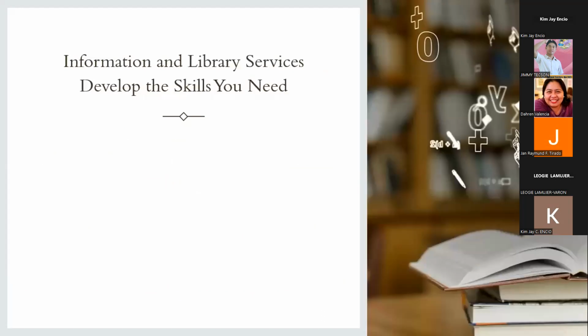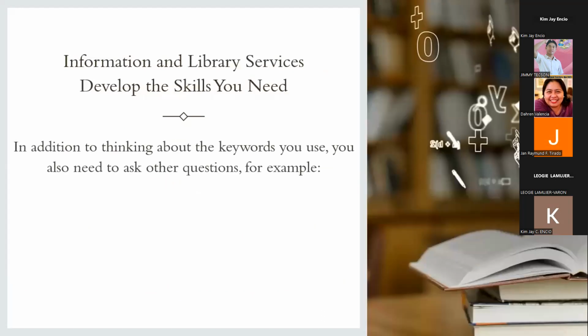Now, of course, in addition to thinking about the keywords you use, you also need to ask other questions. For example, currency, not the currency ng kwalta, but how, di ba sa research, we need to have at least 5 years, pinaka-recent ng references as much as possible. Now, although there would be cases nga, especially in mathematics, if you're focusing on the content itself, it doesn't change that much over time.